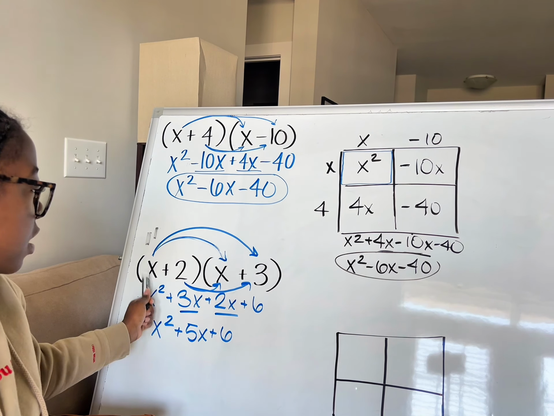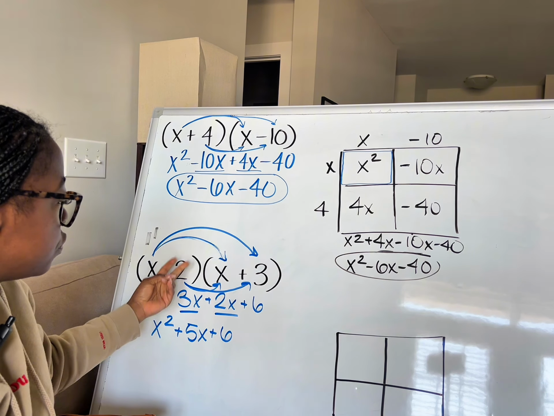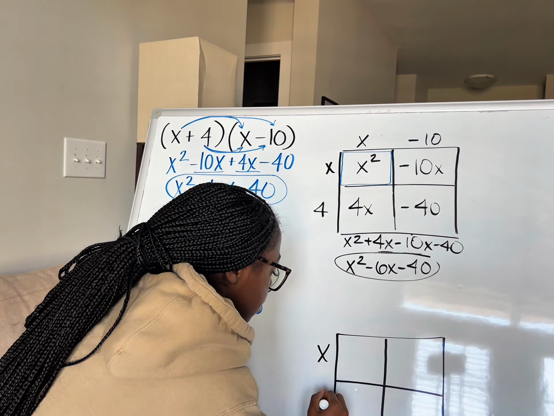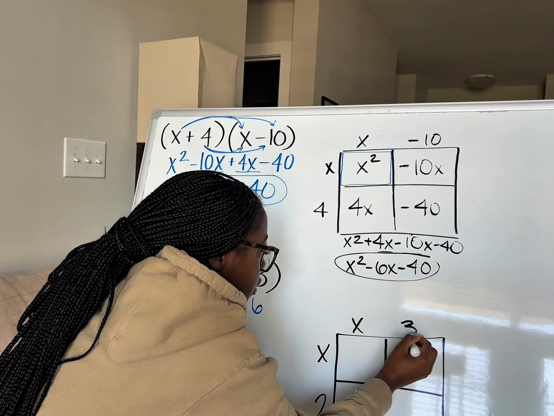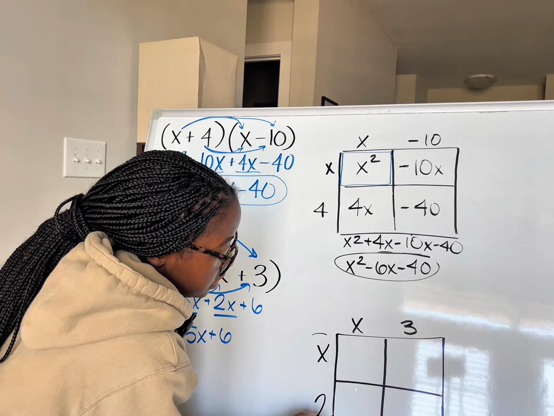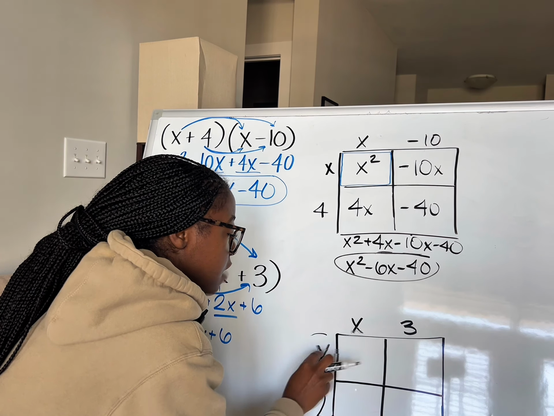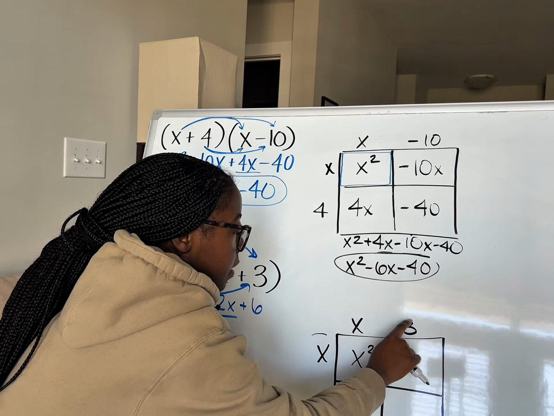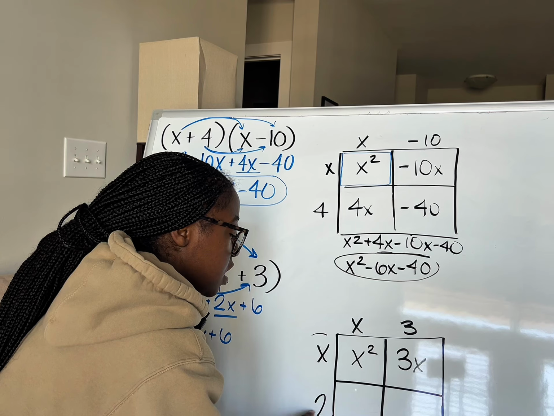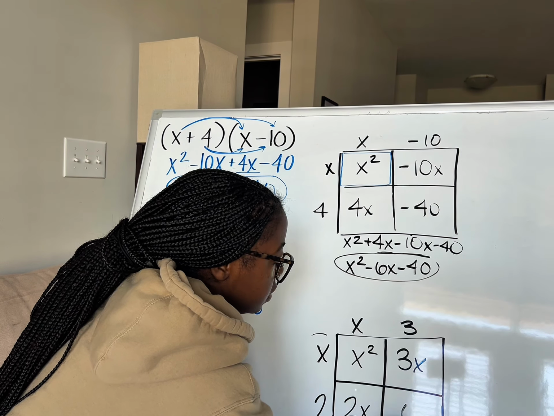So I'm going to put each term in each box. So when I say each term, look, I have 4 terms. I have x, 2, x, 3. So each term is going to get a side. Now, I have to keep them on the same side. Imagine if I was keeping the parentheses together. X times x, x squared. 3 times x, 3x. X times 2, 2x. 2 times 3, 6.